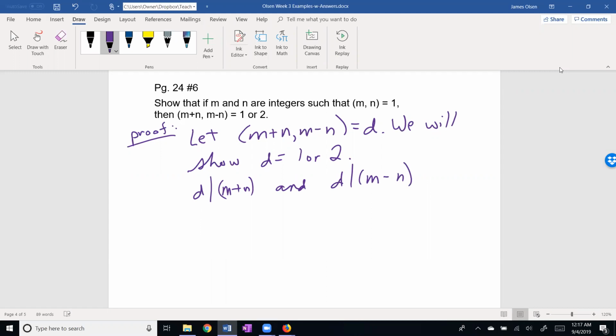And now we're going to be using our theorem 9, Bezout's theorem. D must divide the common divisor. I'm sorry, I misspoke. We are not going to be applying Bezout's theorem. We're going to be applying theorem 4, which says that if we have a common divisor, the common divisor must divide a linear combination. So D has to divide m plus n plus m minus n, a very simple linear combination. That is, D divides 2m.